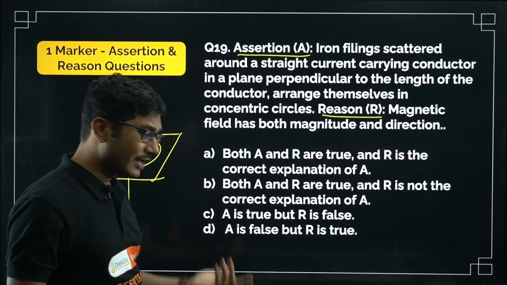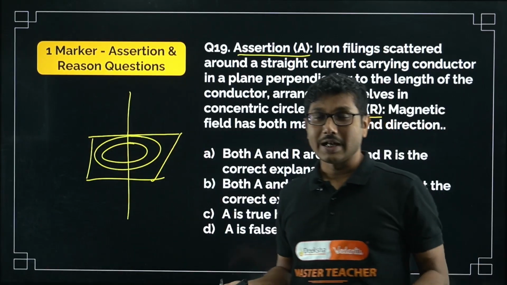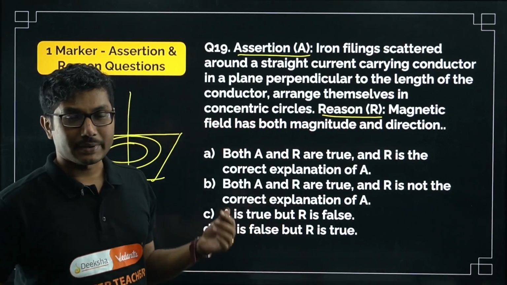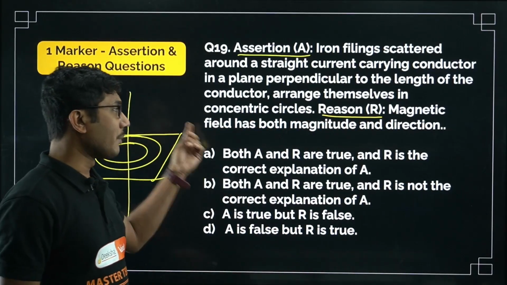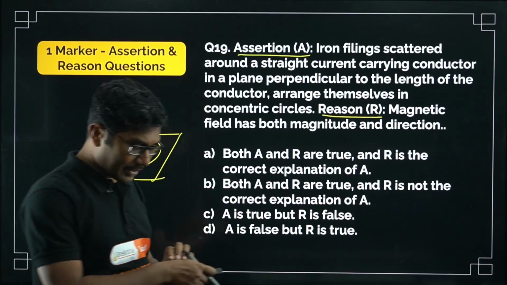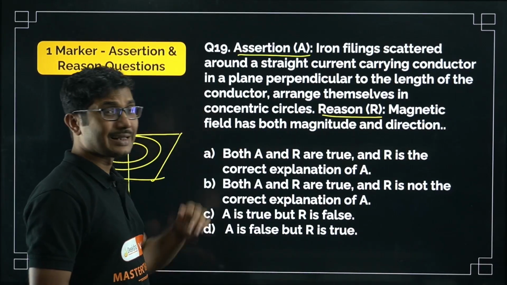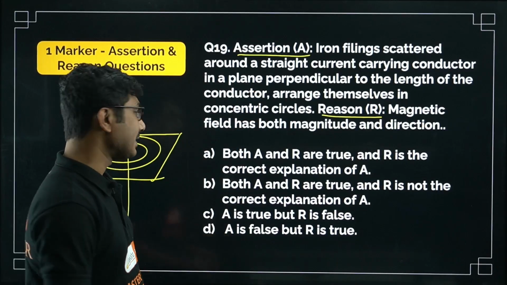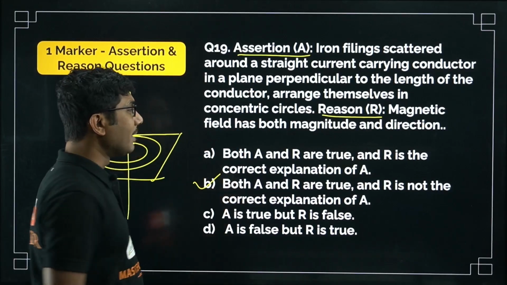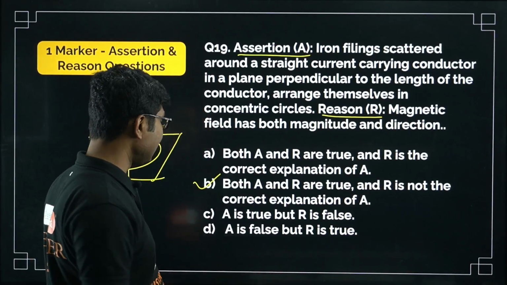So magnetic field is a vector quantity. If you have studied scalars and vectors in your class 9th physics chapter, it was briefly discussed, right. So magnetic field is a vector quantity. It has magnitude as well as direction. So obviously reason is correct, but there is no direct relationship between assertion and reason. So we can say that both A and R are true, but R is not the correct explanation of A. So option B is the correct answer in this case.